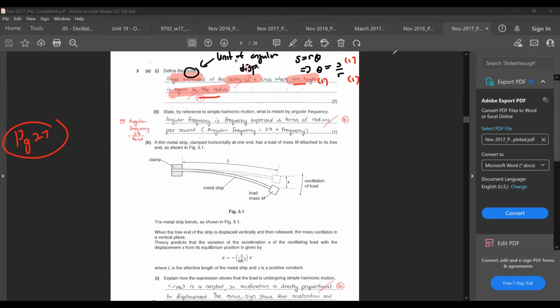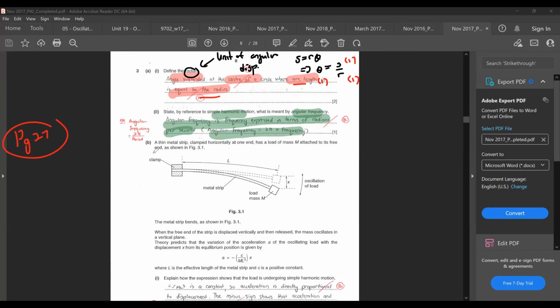State what is meant by angular frequency. This one we just did in one of the questions just now. We can just simply say that angular frequency is frequency expressed in terms of radians per second, or written in equation form is just this. Okay, so this one not a big issue.